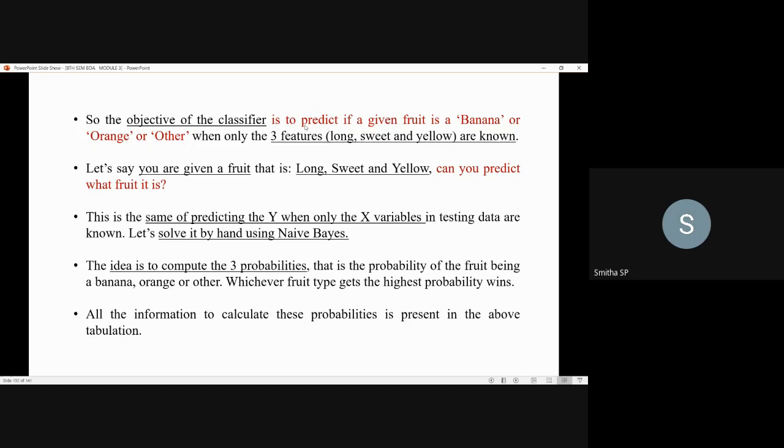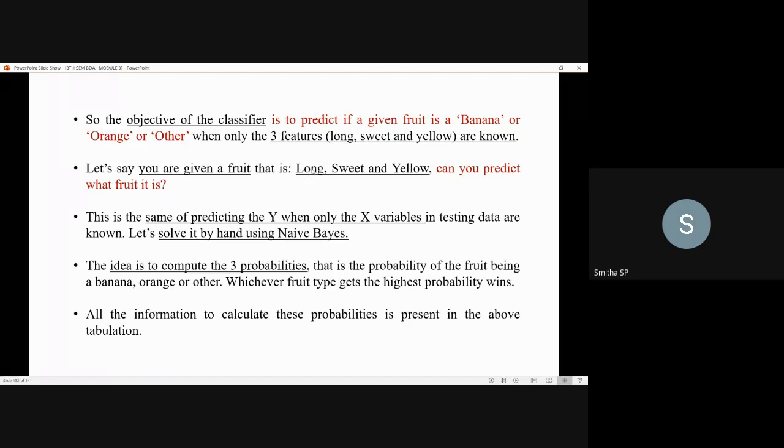So to predict this, what are the three features we have? We have the three features, what we call the x variables, that is long, sweet and yellow. So these are the three features we know now. So let's say you are given a fruit. By knowing the features, you have to predict what fruit it is.